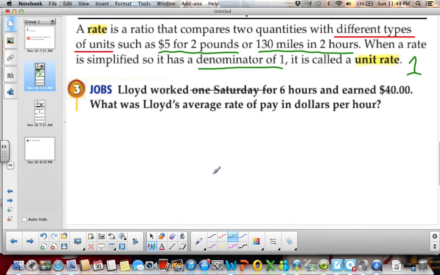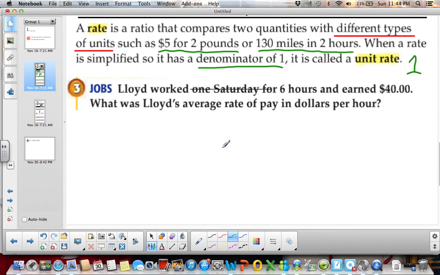So if Lloyd worked one Saturday for 6 hours and earned $40, what was his average rate of pay in dollars per hour? One Saturday is crossed off because that's irrelevant. So he worked 6 hours and earned $40. So I'm going to write this as a ratio, but it's also going to now be a rate. So $40 over 6 hours. So when you're writing rates, you need to make sure that you have the correct labels. So we have $40 out of 6 hours.